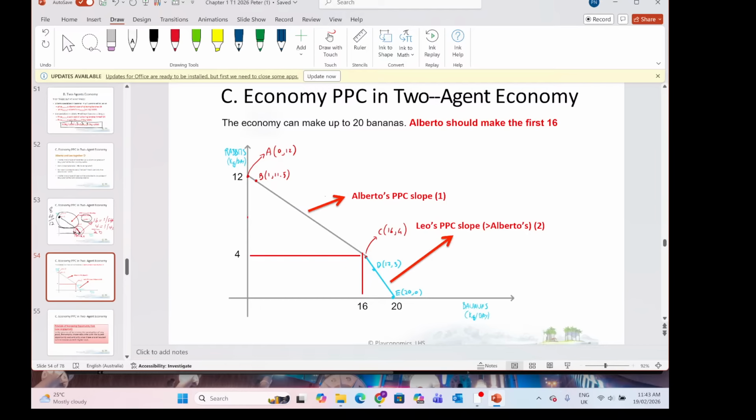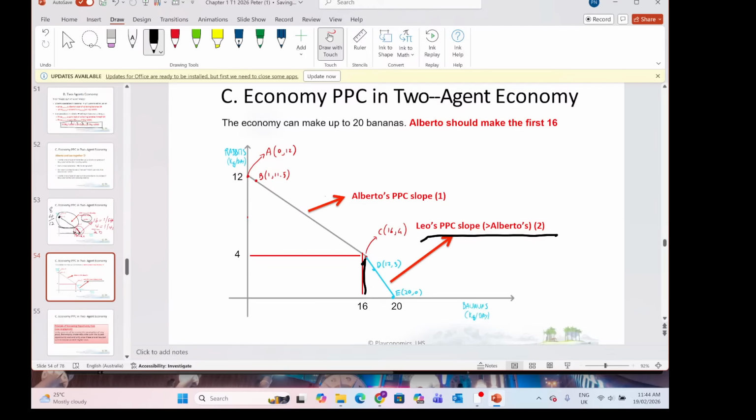And we've just seen that on the next slide, right? Well, I've just made the note for you on the slide. Leo's slope is higher than Alberto's slope. So Alberto's is line number 1 and Leo's is line number 2. Think about what Leo's production opportunity cost is.